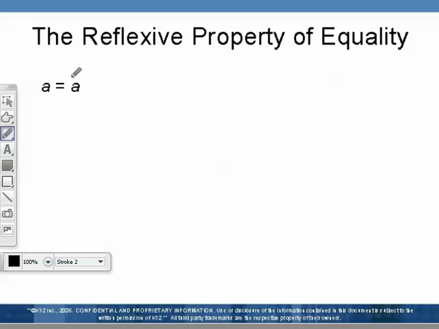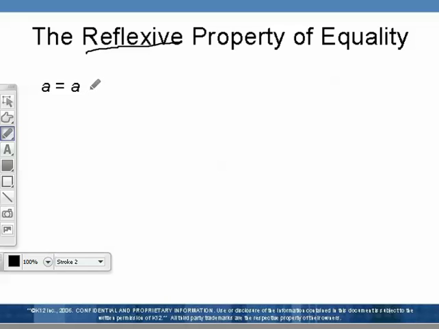You can always say that A is equal to A. Well, why in the world would you want to do that? Trust me. There are times when you want to say that A is equal to A. It will come up in a proof sometime, and you'll look at it and go, well, why am I wanting to do that? It's called the reflective property of equality.